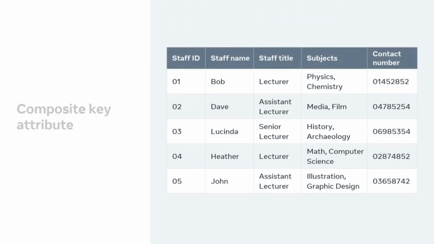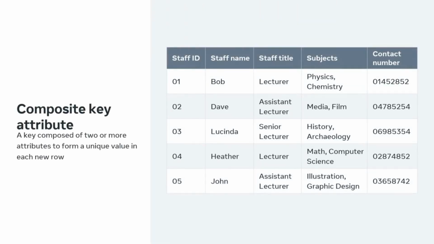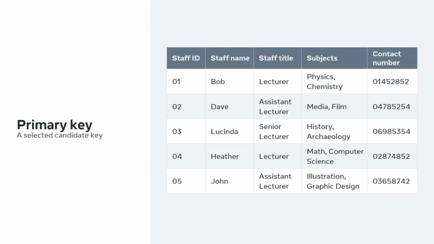A composite key is a key that is composed of two or more attributes to form a unique value in each new row. In the staff table, an example of a composite key is a combination of the staff name and staff title, assuming that there isn't another instance of the same combination elsewhere in the table. A composite key is usually considered when a single attribute key can't be identified. A relational database must also contain a primary key, which you should already be familiar with.